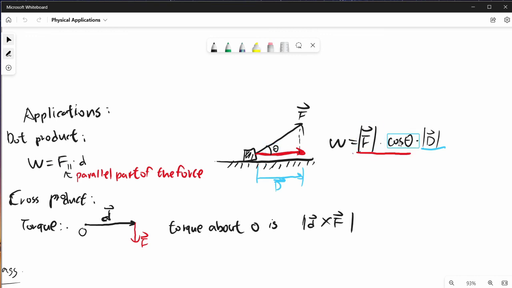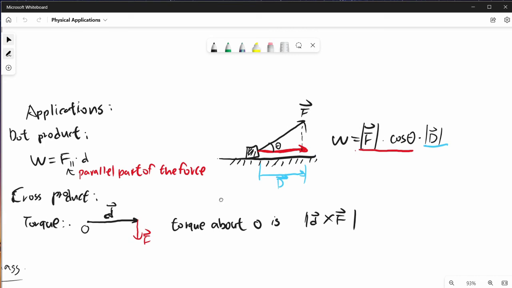where theta is the angle in between, times d, which is just saying that the work is the dot product of the force and the distance, right? It's the distance that you're calculating the work over.